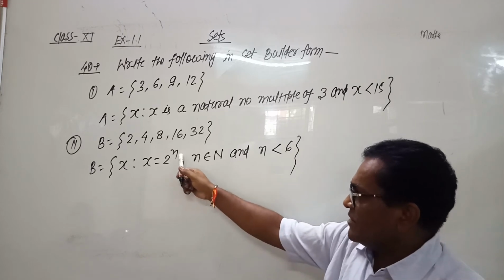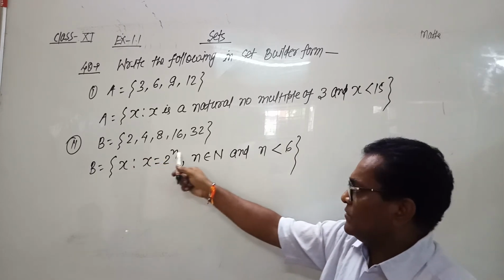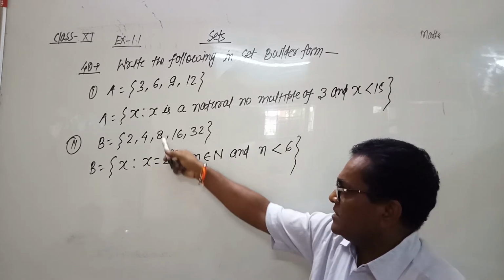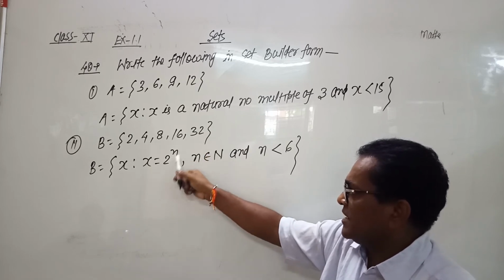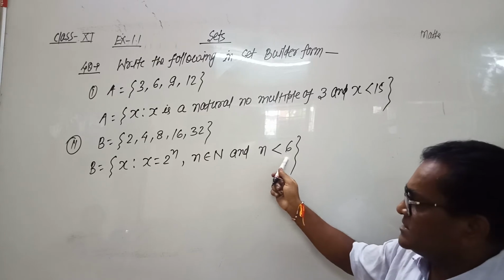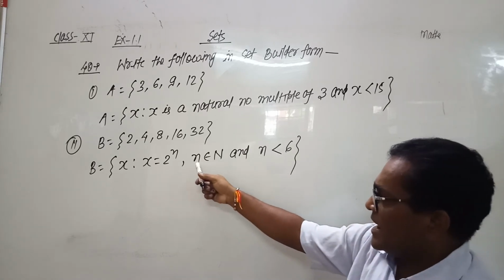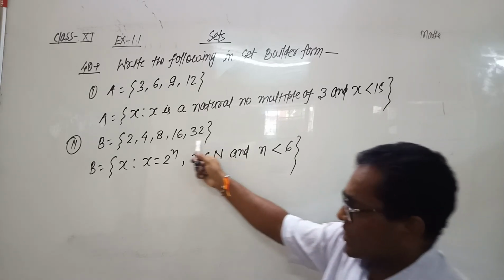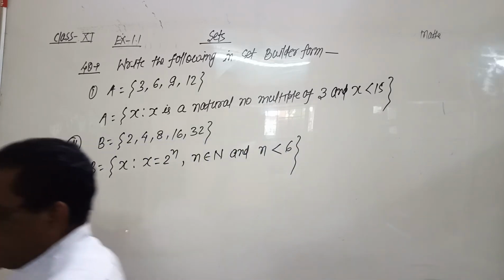When we put n equals 1, we get 2. When we put 2, we get 4, 3 gives 8, 4 gives 16, and 5 gives 32. So the value of n is less than 6 and n belongs to natural numbers. All these are natural numbers.